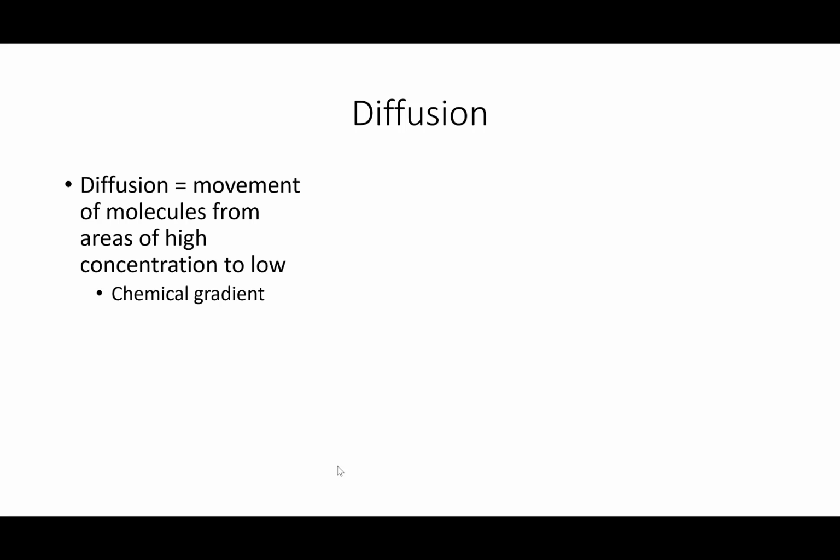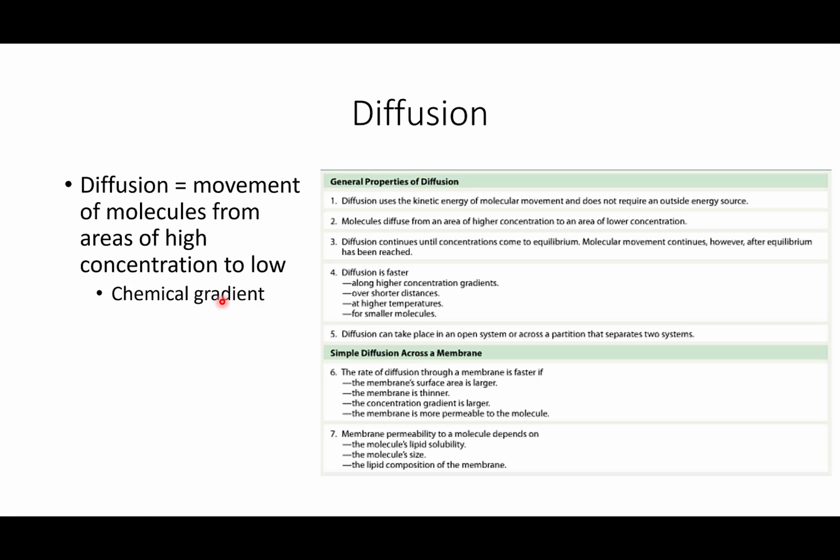So we talked about water movement, and we mentioned when we talked about tonicity that it's really dependent upon the non-penetrating particles. So at this point, we really should discuss diffusion. Diffusion is when we have movement of molecules from areas of high concentration to low concentration. And when we have that differential between high and low, what we call that is a chemical gradient. We have a chemical gradient that we are moving those solutes down.